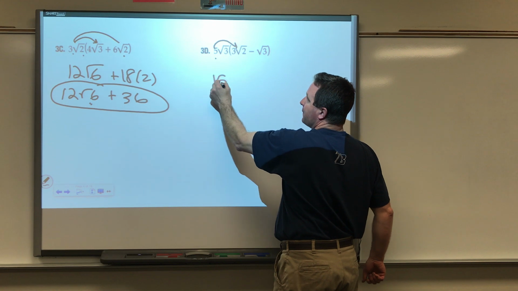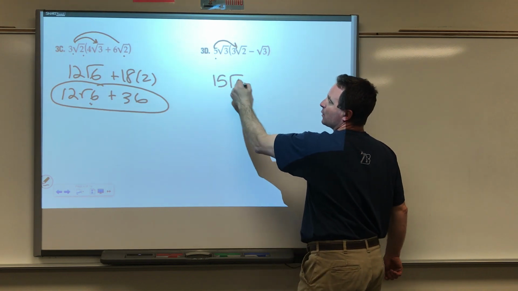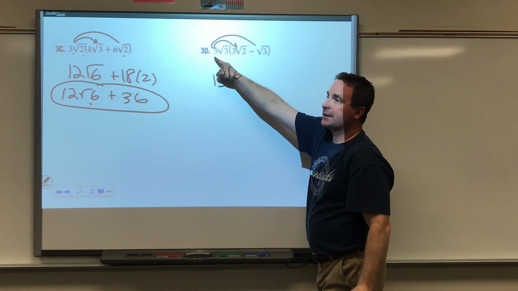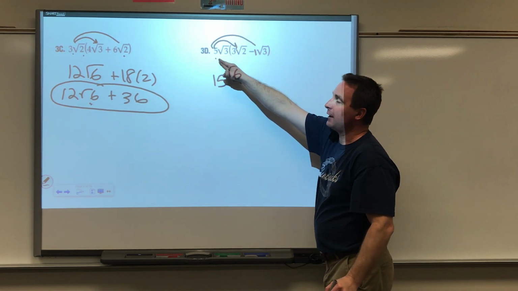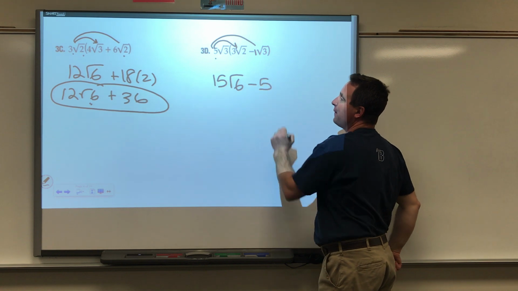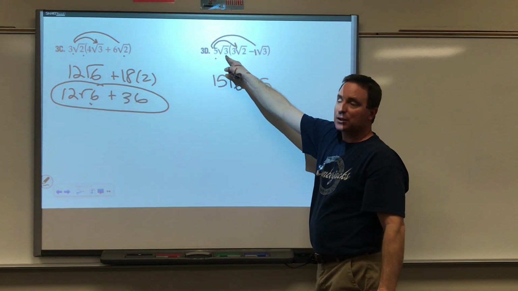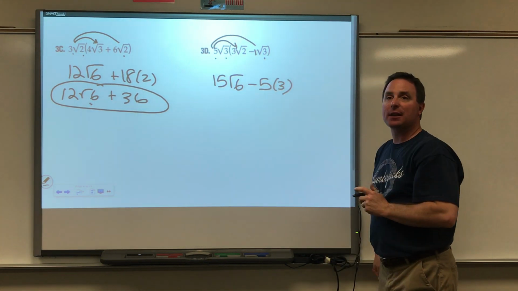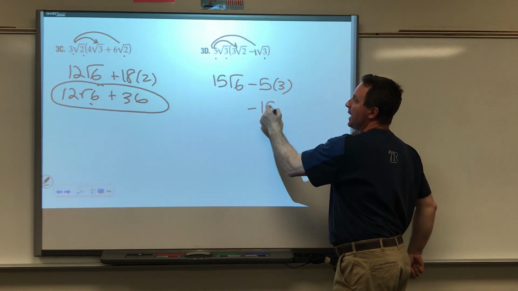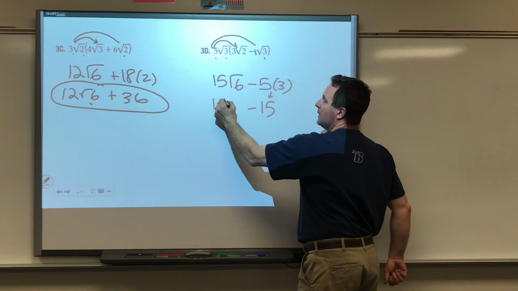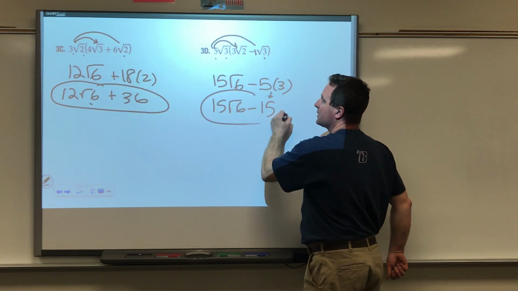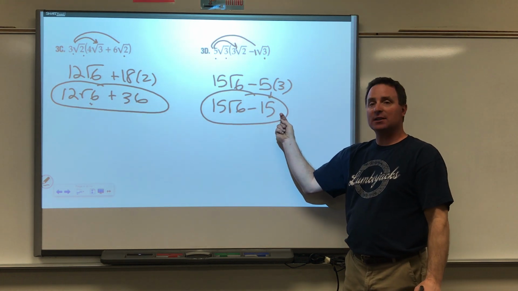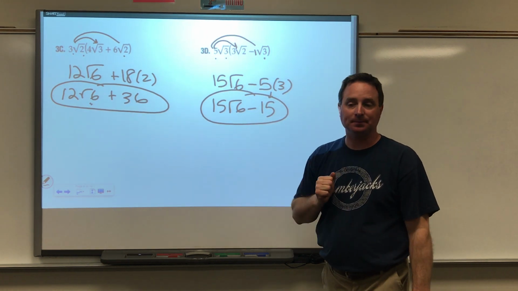5 times 3 is 15, and 3 times 2, I get the square root of 6 again. When I do the second part, it's 5, and remember there's a negative 1 there. 5 times negative 1 is negative 5, and then I have a square root of 3 and a square root of 3. Well, square root of 3 and a square root of 3 turns into a big 3. And 5 times 3 is 15. 15 square roots of 6 minus 15. And once again, I can't combine those because this one doesn't have a square root of 6 on it.